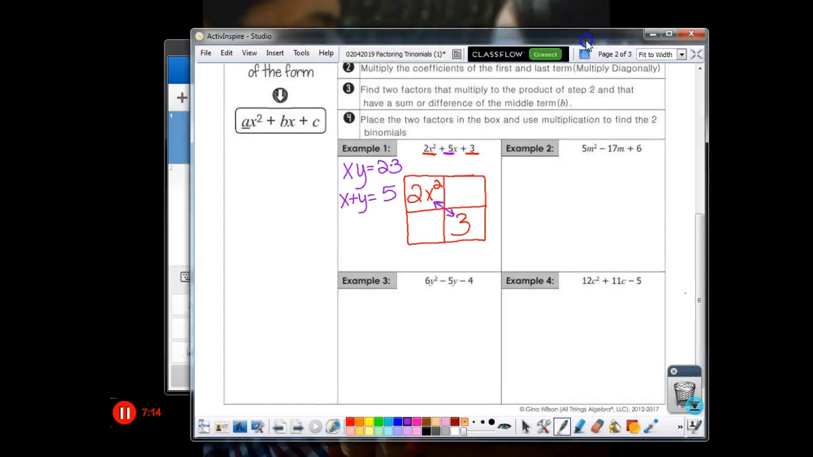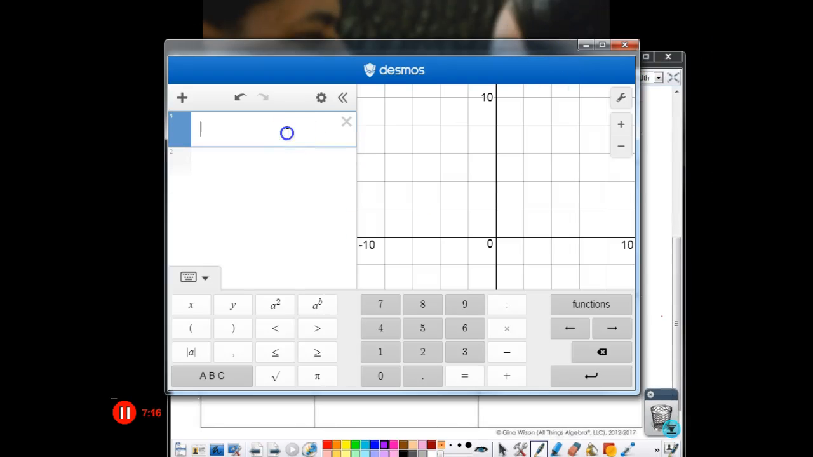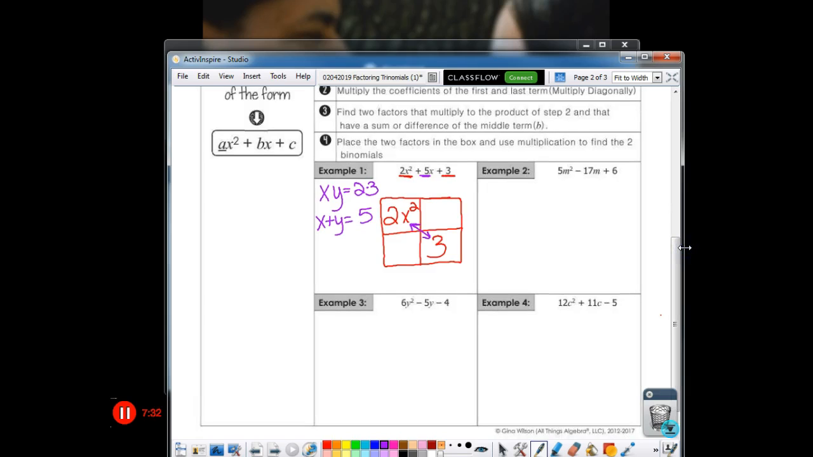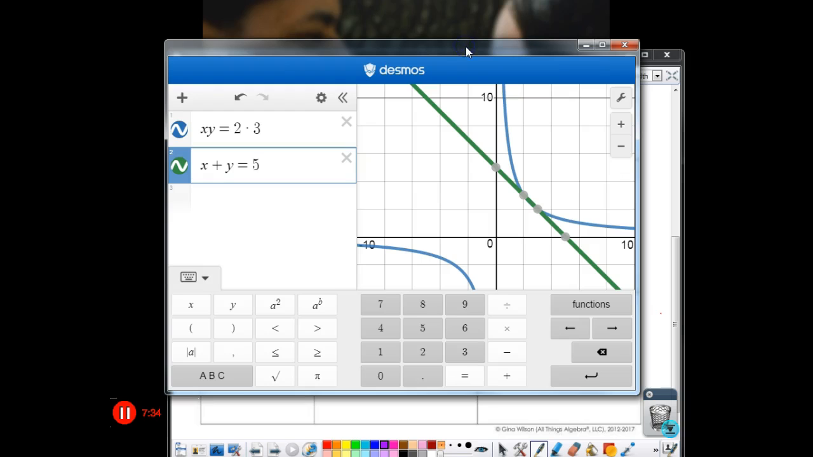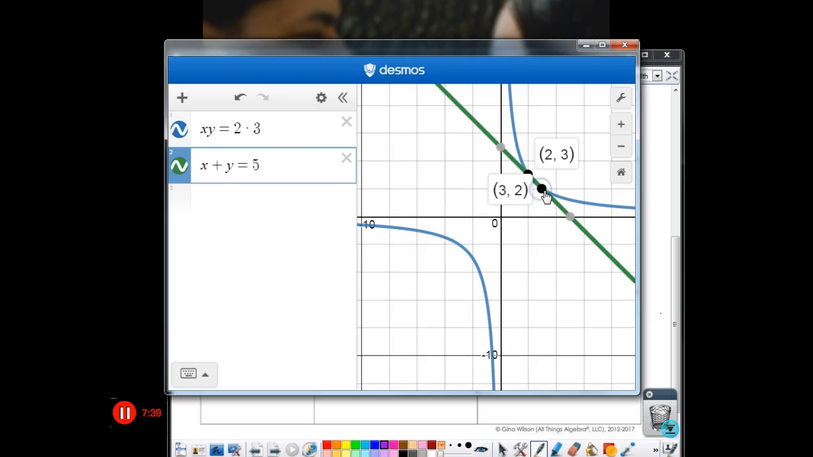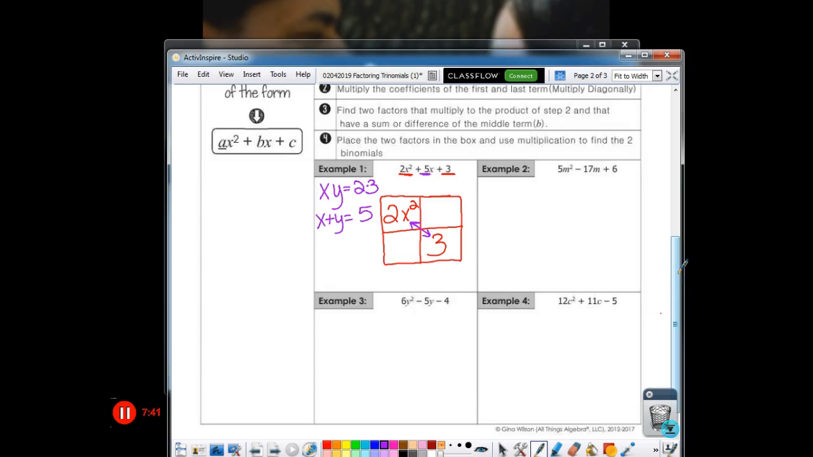So we're going to go into Desmos and type that in. So xy equals 2 times 3, or you could have put 6, and then x plus y is equal to 5. Alright, and so we're still finding our intersection points. So my intersection points are 2 and 3, or 3 and 2. So now I'm putting 2x and 3x.